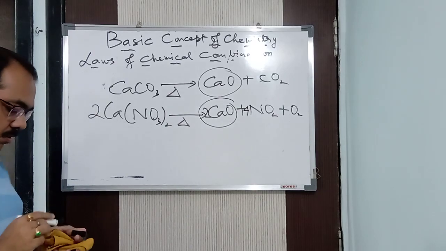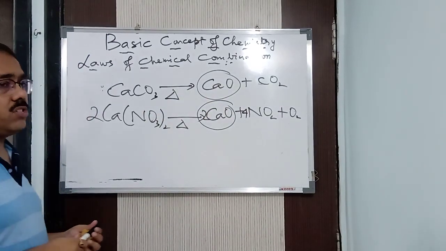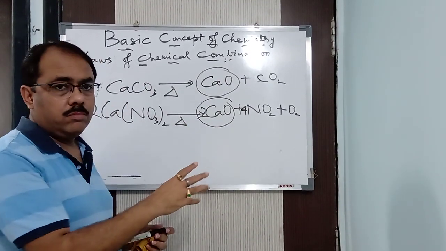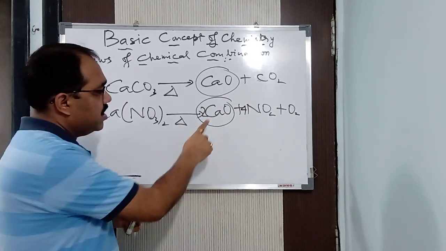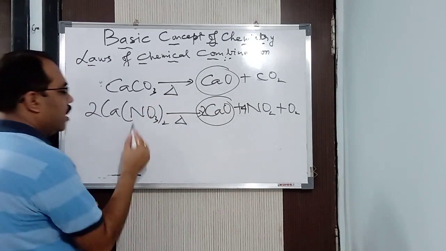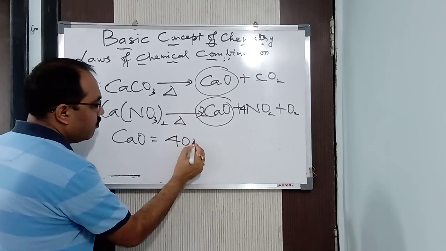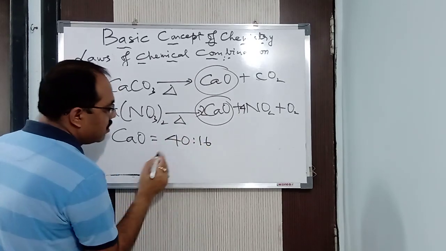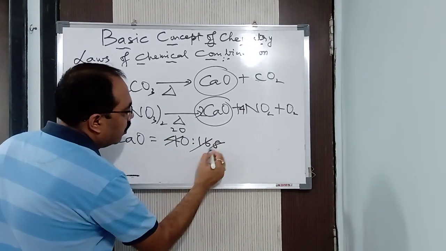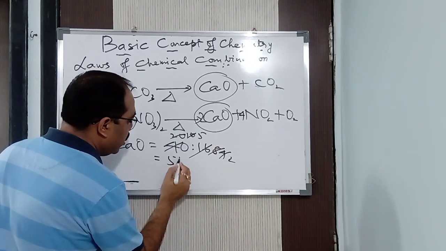Now what you find is the ratio of calcium to oxygen. What did I say in the law? That when a compound is being formed, the ratio of the weights of the elements present is always a simple whole number ratio. Now in calcium oxide, the atomic weight of calcium is 40, and oxygen is 16. So 40 to 16, which is 2 into 20, 2 into 8, 2 into 4, 2 into 10, then 2, 5. So ultimately what is the ratio you got?